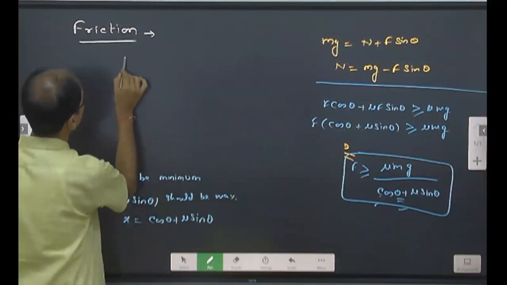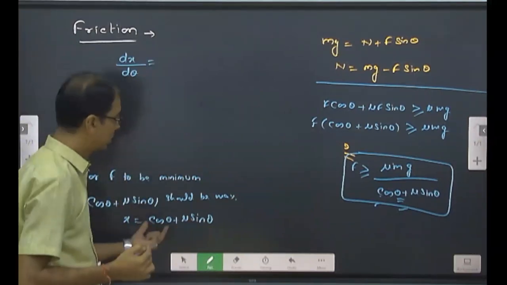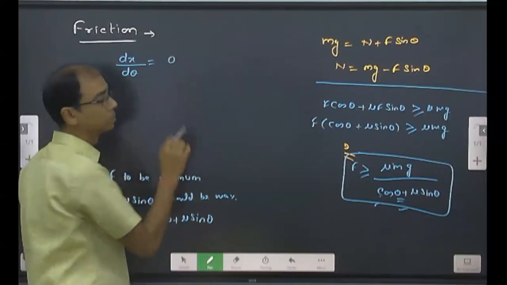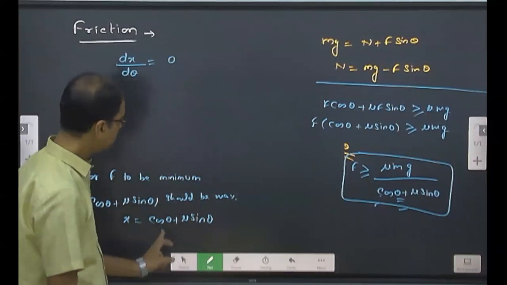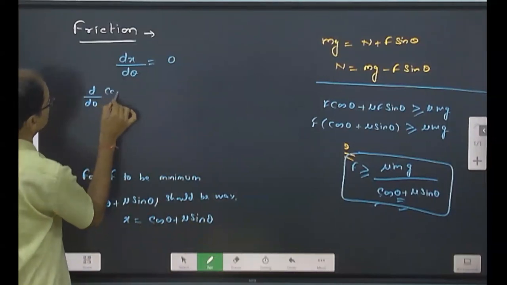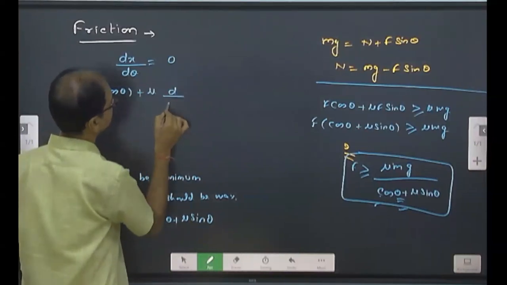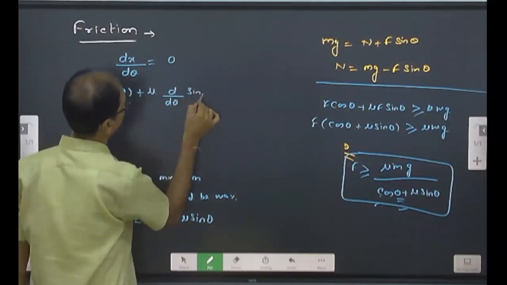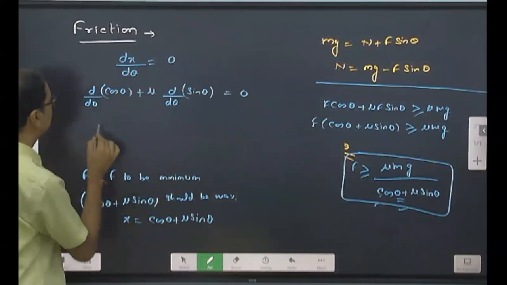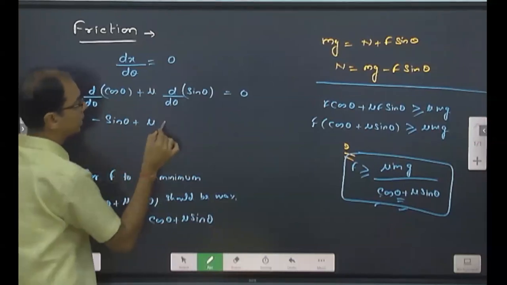So what to do? You do dx by d theta. Why theta? Because here the function is in terms of theta. So differentiate it, and then equate it with 0. That's it. So let's differentiate. d by d theta of cos theta plus mu d by d theta of sin theta equal to 0. d by d theta of cos theta is minus sin theta, so minus sin theta plus mu times d by d theta of sin theta, which is plus cos theta.